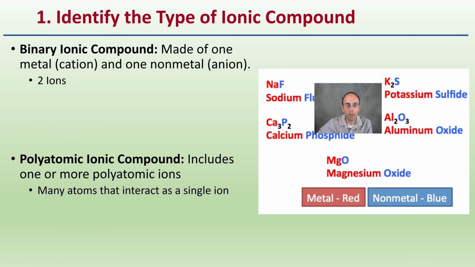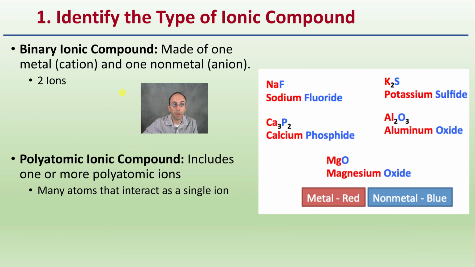So how to go about naming these compounds? Well, we first want to identify the ionic compound, whether it's a binary ionic compound, meaning it's made of one metal, the cation, and one nonmetal, the anion. Essentially, that'd be 2 ions, as we can see in some examples depicted over here. Or we could have a polyatomic ion compound, as this includes one or more polyatomic ions, which are many atoms that interact as if they were just a single ion.